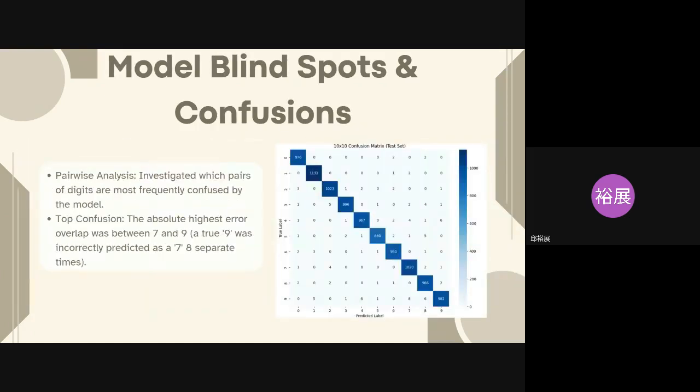And as I mentioned in the previous slide, the most confused pair are 7 and 9. A 9 is predicted as 7 for 8 times. That tops the chart. And yeah, next page.